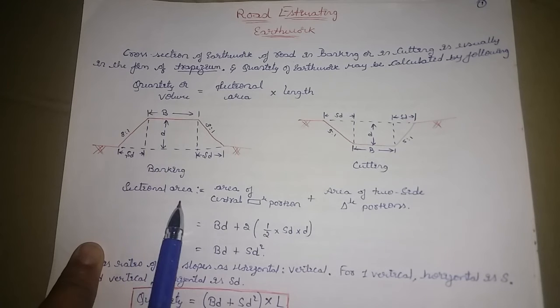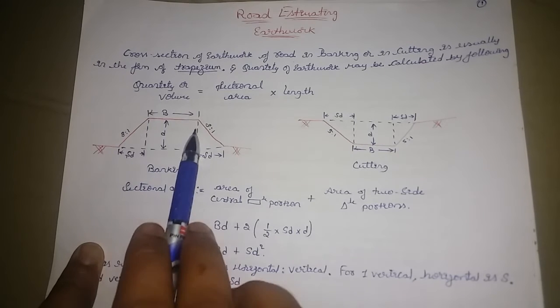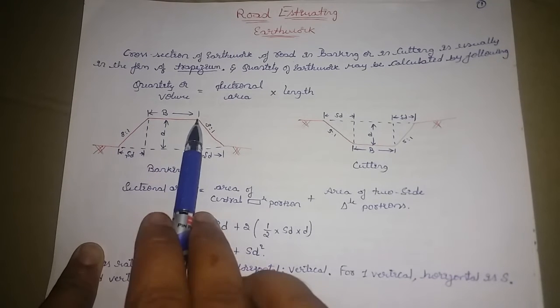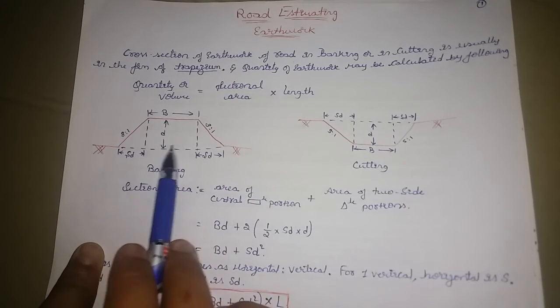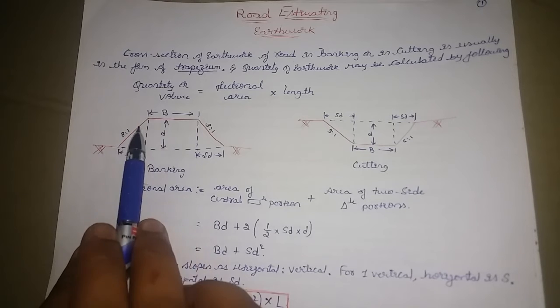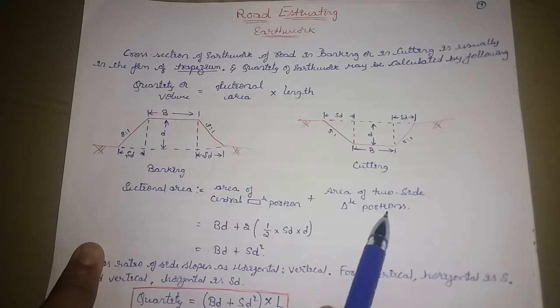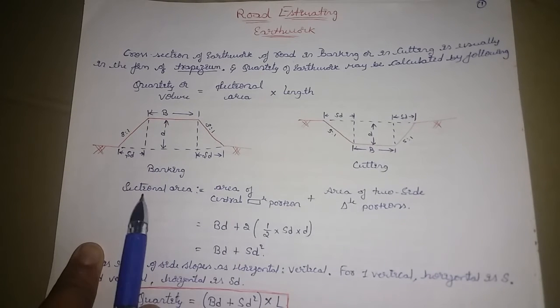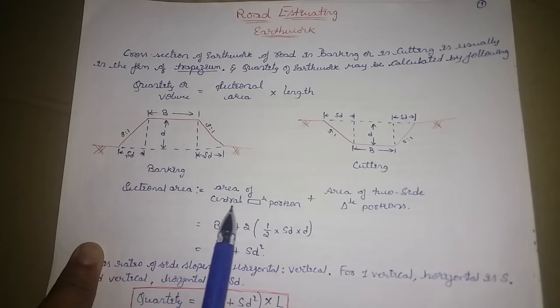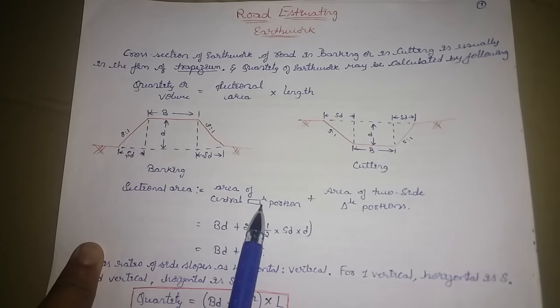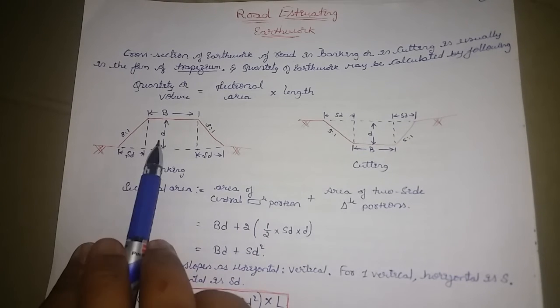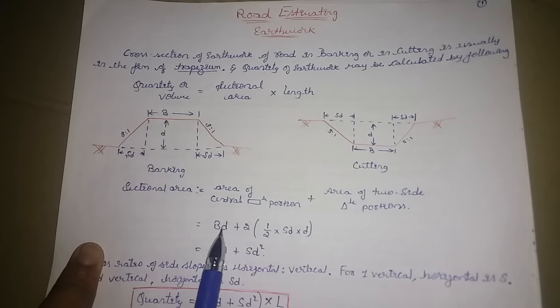So sectional area becomes the area of the rectangle plus the area of the two side triangles. This gives you the sectional area. For the area of the central rectangular portion, it is breadth into depth. We get B into D, that is the area of the rectangular portion.